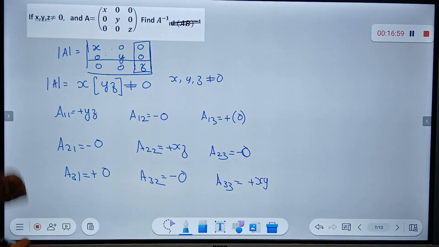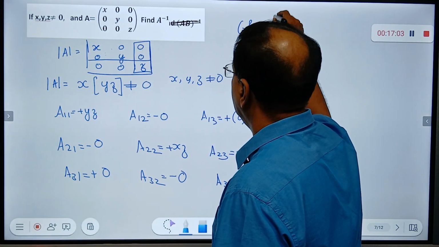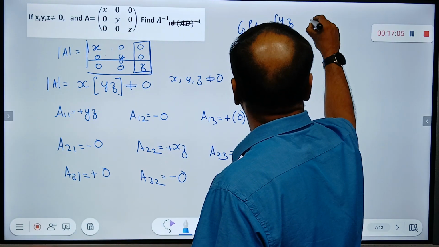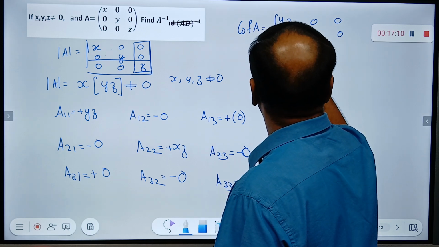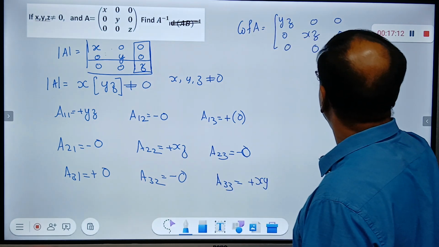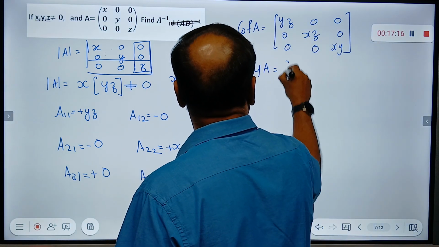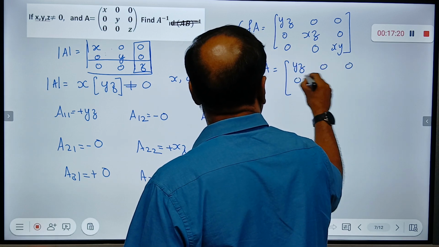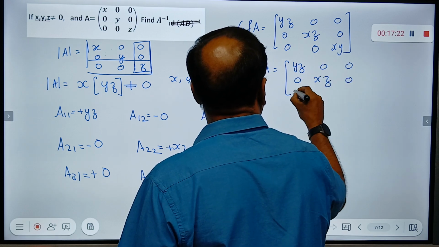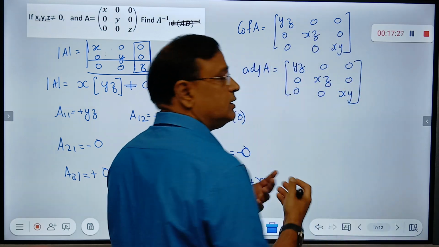Correct? So what is cofactor of A? Cofactor of A will be yz 0 0, 0 xz 0, 0 0 xy. Now what is adjoint of A? Transpose of this. What is that? yz 0 0, 0 xz 0, 0 0 xy. There's no difference, but I'm just writing the process.